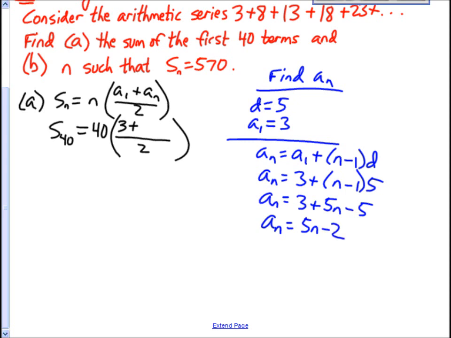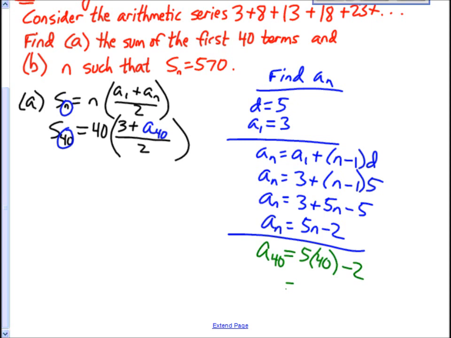Now, what we're looking for is a subscript n. Now, you remember our n is 40, right? N is 40. So we're looking for here, oops, I'm sorry, I think I said the rule there. We're looking for the 40th term, aren't we? Now that we have the rule, so we needed the rule to find the 40th term, we just plug it in. Oh, well, that's easy. The 40th term is 5 times 40 minus 2. So 200 minus 2, 198 is our 40th term. Okay, that goes right here.